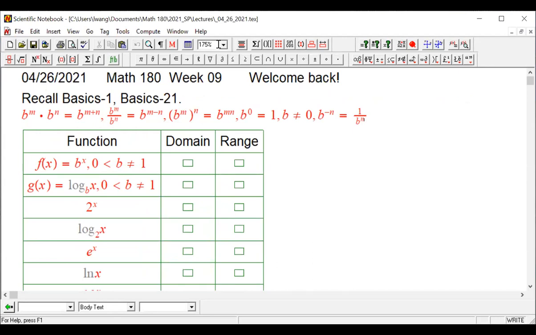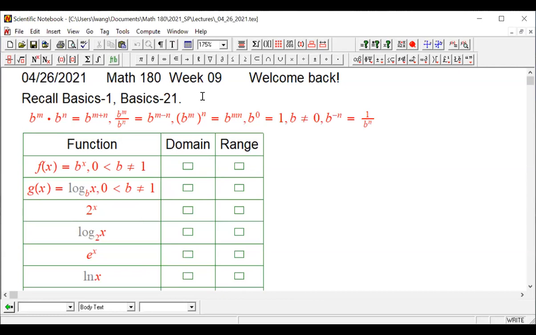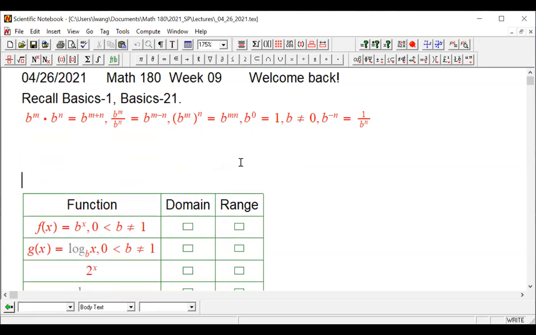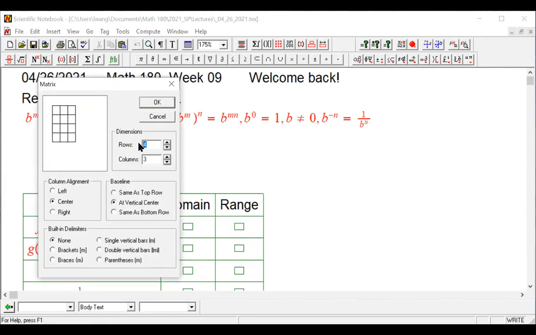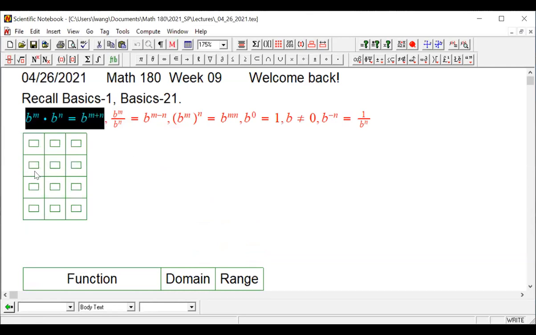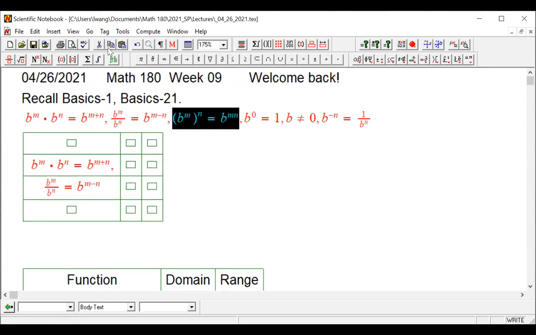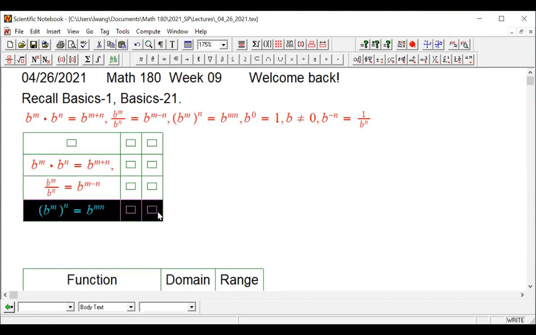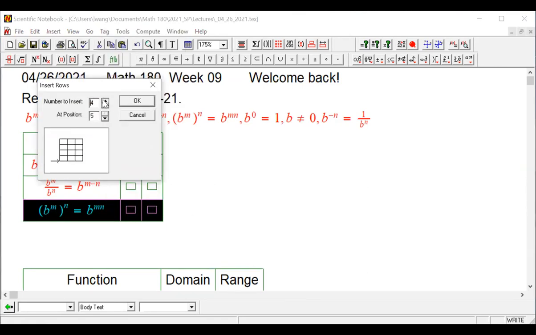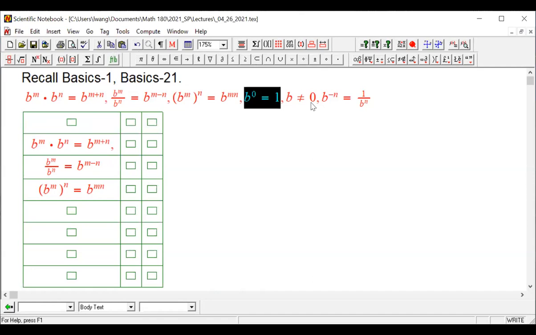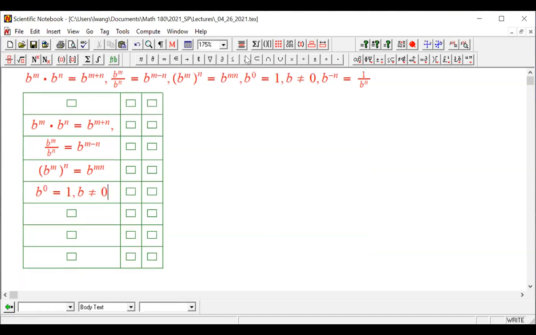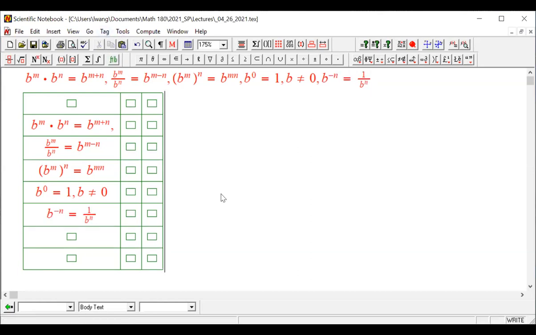Okay, the reason I want to refer to these properties, and at the same time review basic one, is that in the process we derive logarithm properties, so I'm going to make a comparison table here for our reference. So for this property, and that property, and b raised to the power of m times n, b raised to the power zero, provided b is not zero, and b raised to the power negative n. And I'm going to copy and paste here.